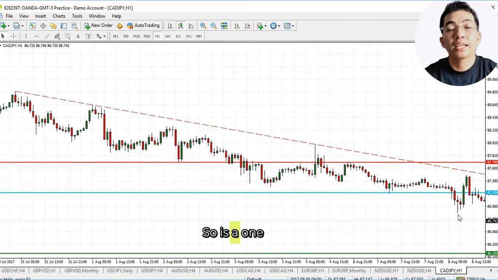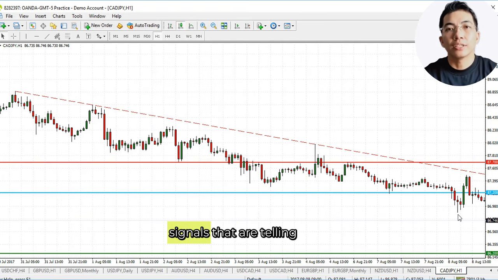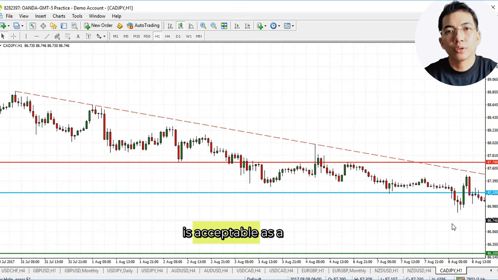So, is a 100 pips take profit reasonable? Of course it is. Usually the price goes down by 80-90 pips from the downtrend lines, and there are signals that are telling me that the downtrend is likely to continue. So 100 pips is acceptable as a take profit. What if the take profit was too far? In this case you can only do two things. You can decide to lower your take profit, or you can decide not to open the trade at all.